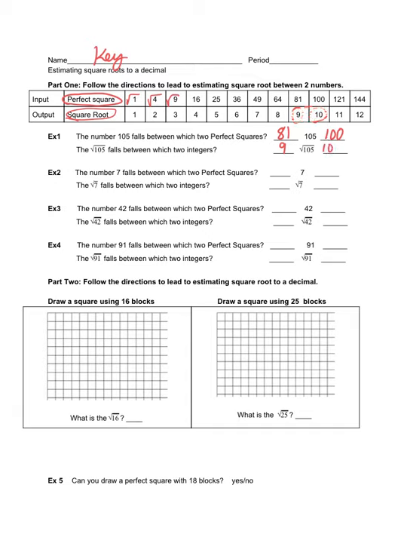Okay, so for number 2, we're going to examine the input and the output, taking a look at our table. The number 7 falls between which two perfect squares? Well, the number 7 falls between 4 and 9, which means that the square root of 7 falls between which two integers? 2 and 3. And notice that's our output, 2 and 3.